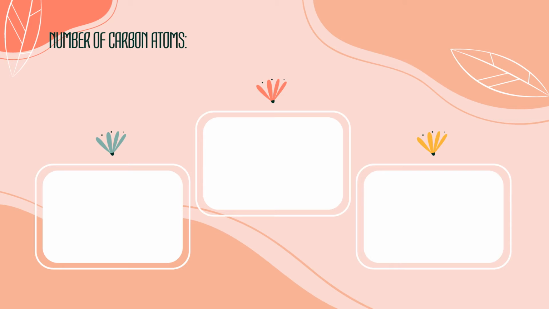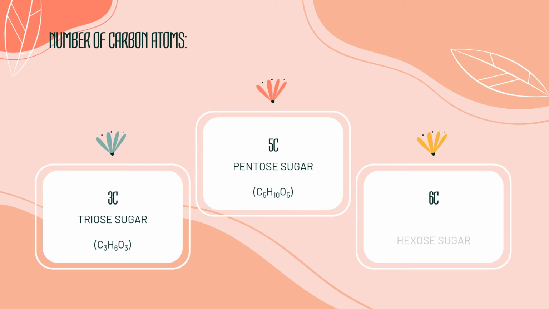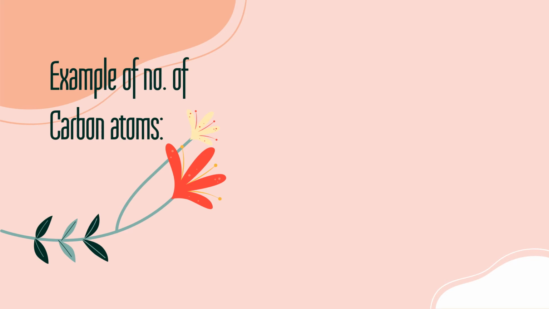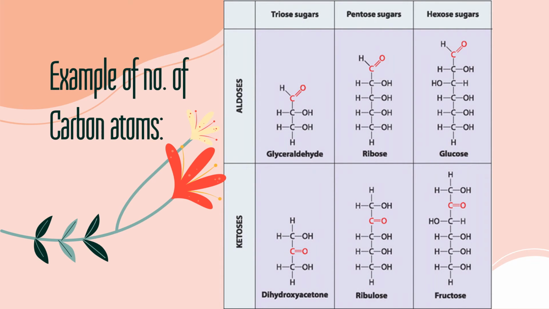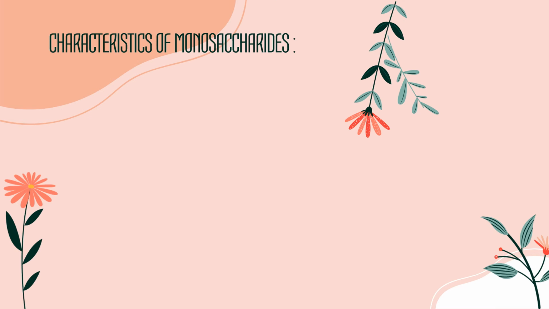So this is an example of the classification of monosaccharide based on carbon atoms. First is 3C, triose sugar, which means it has 3 carbons in the sugar. Pentose sugar, C5, and hexose sugar, C6. So this is an example of the number of carbon atoms: triose sugar, pentose sugar, and hexose sugar, as we said earlier.